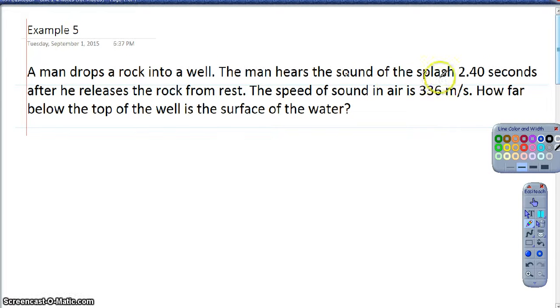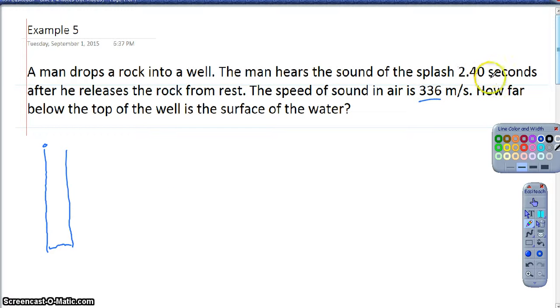Man hears a sound of the splash 2.40 seconds after he releases the rock from rest. The speed of sound in air is 336, is what they're giving us. How far below the top of the well is the surface of the water? Okay, so we've got our well. We're dropping a rock into the well, and then you've got your water down here.